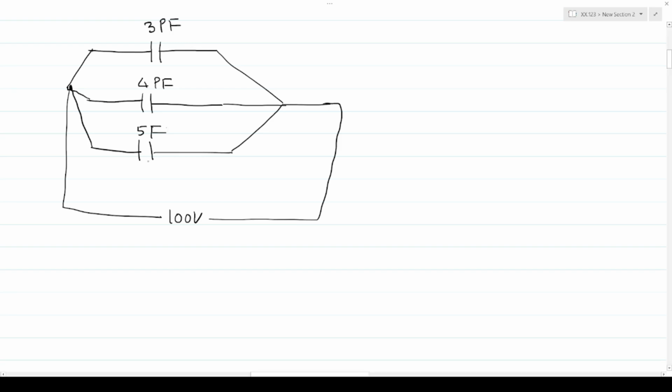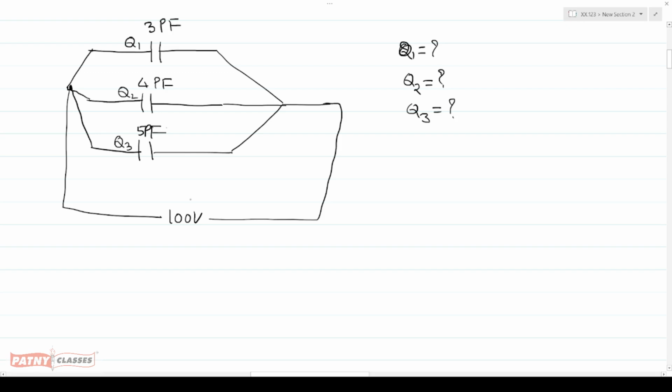In this diagram, we have three capacitors. First is 3 picofarad, second one is 4 picofarad, and third one is 5 picofarad. They are connected in parallel, and this parallel combination is connected across a 100 volt supply. What we have to do is find how much charge is on the first capacitor, how much charge on the second capacitor, and how much charge on the third capacitor. So we need to find Q1 equals question mark, Q2 equals question mark, and Q3 equals question mark.